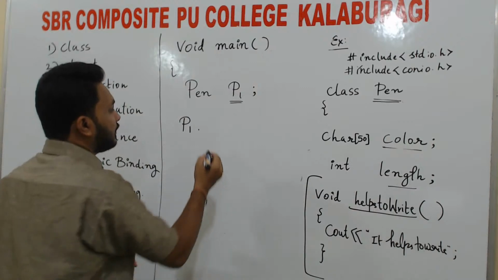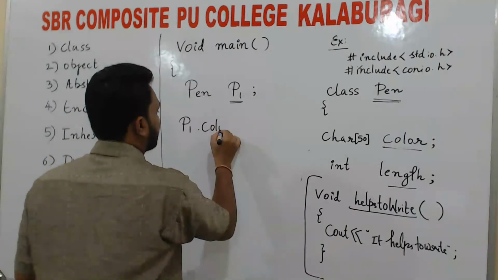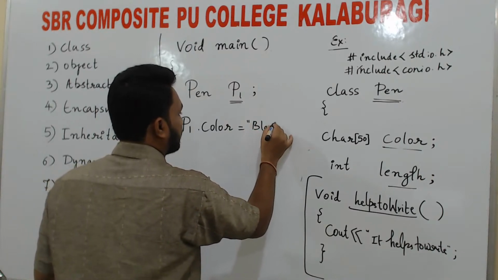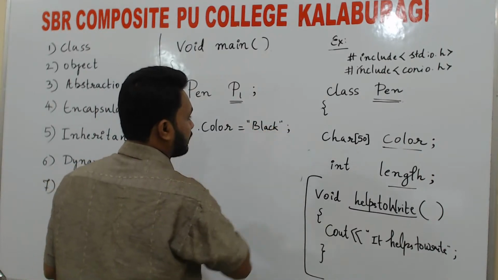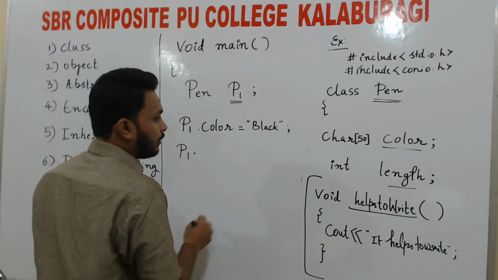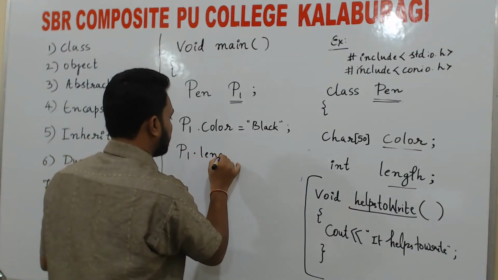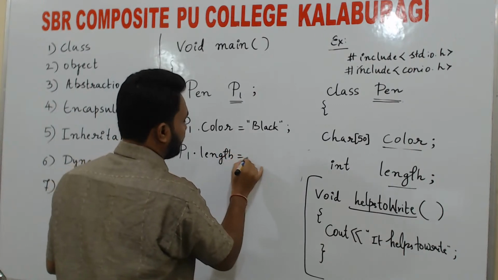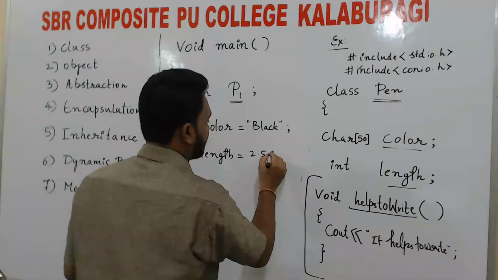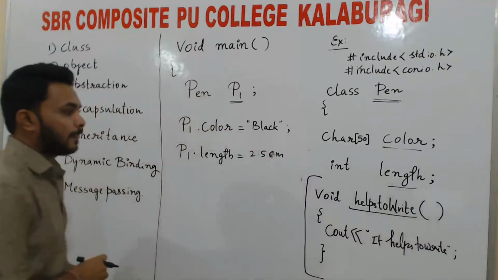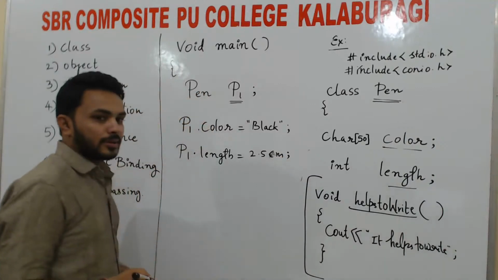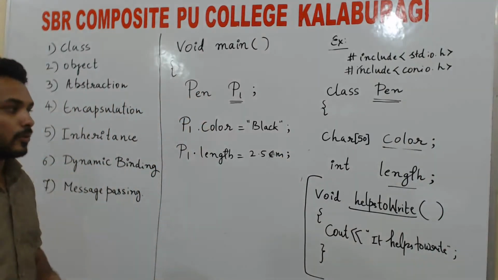Okay, so p1 dot color is black. Okay, so one more property we have, p1 dot length equal to some 2.5 centimeter. So we are accessing the properties and initializing the properties.